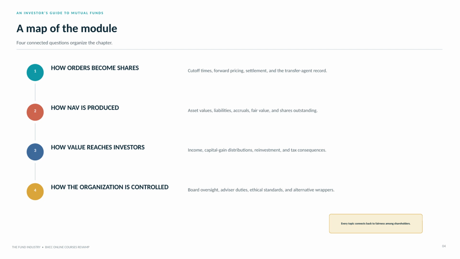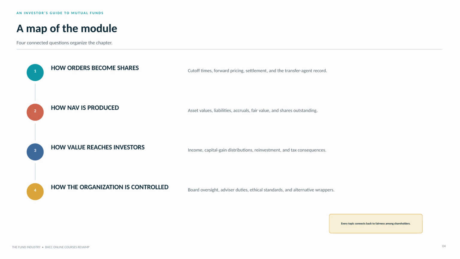We will organize the chapter around 4 connected questions. First, how does an order become fund shares? That brings us to cutoff times, forward pricing, settlement, and the transfer agent record. Second, how is NAV produced? We will examine asset values, liabilities, accrued expenses, fair value, and shares outstanding.